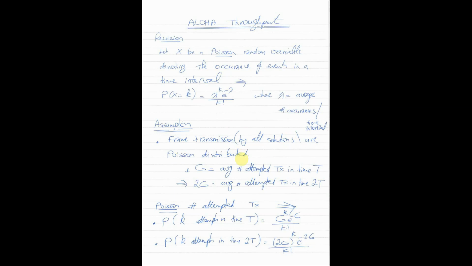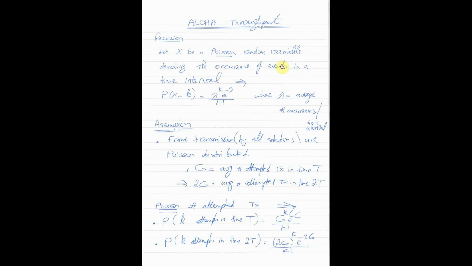So do we have only one frame attempted? Do we have 2 attempts? Do we have 3 attempts in a unit time interval? That number of attempts, of course, is random. It can change from time to time, and we make the assumption that the number of frames attempted follows a Poisson distribution. So the number of frames attempted by all the stations follows the Poisson formula, lambda to the power of k e to the power of minus lambda over k factorial.